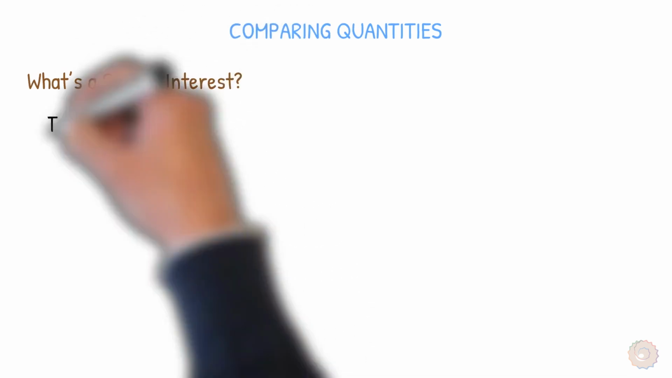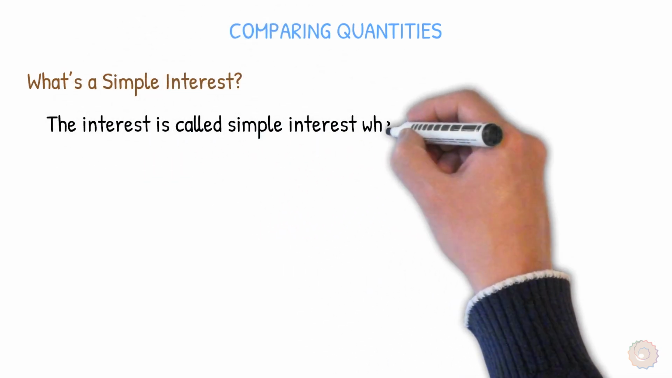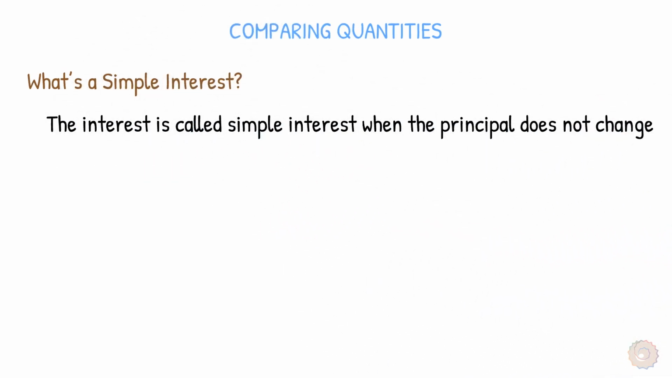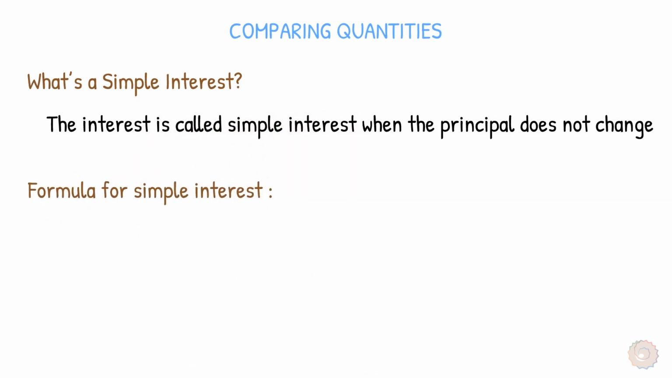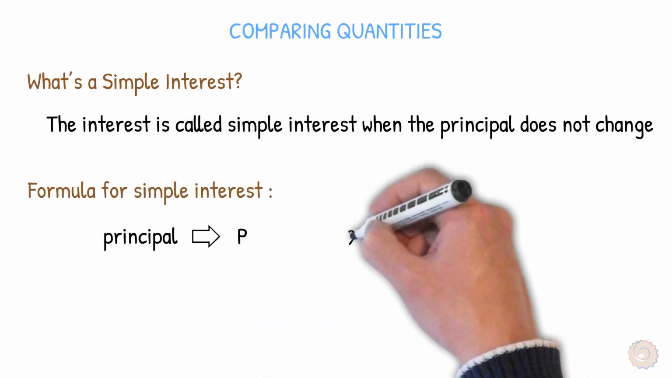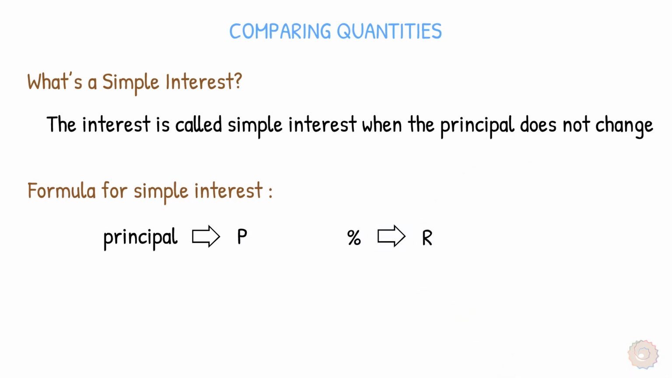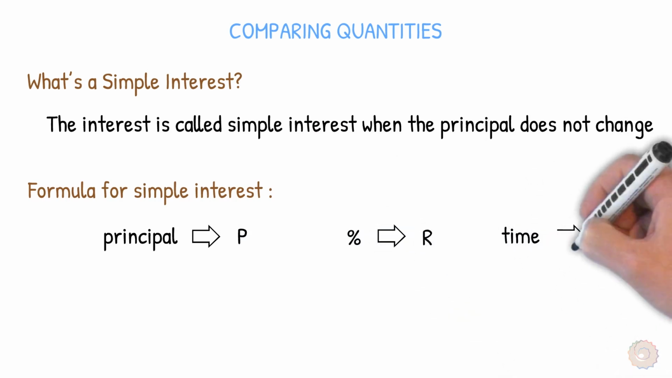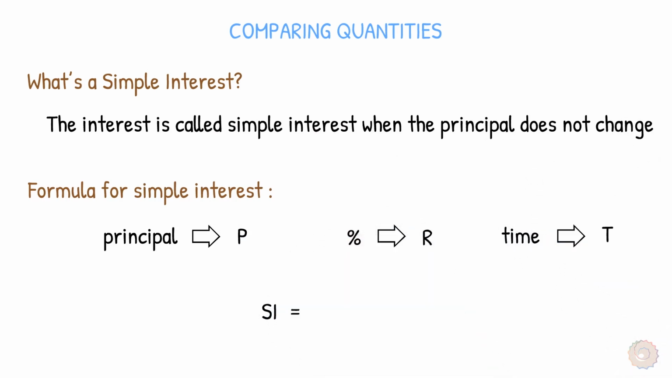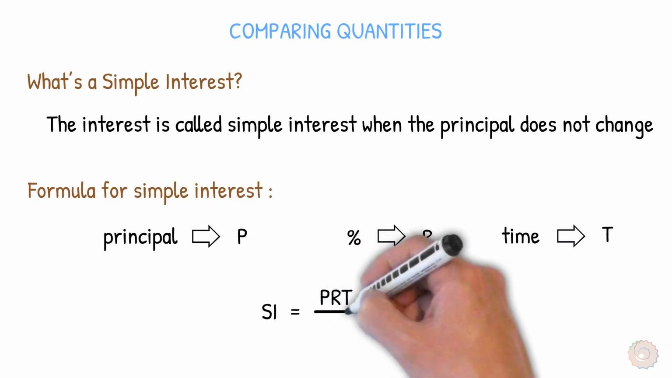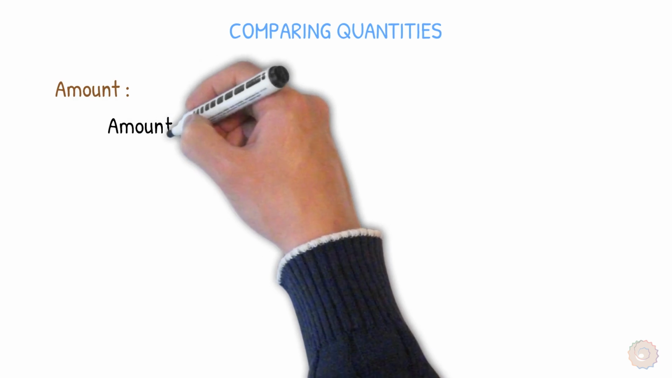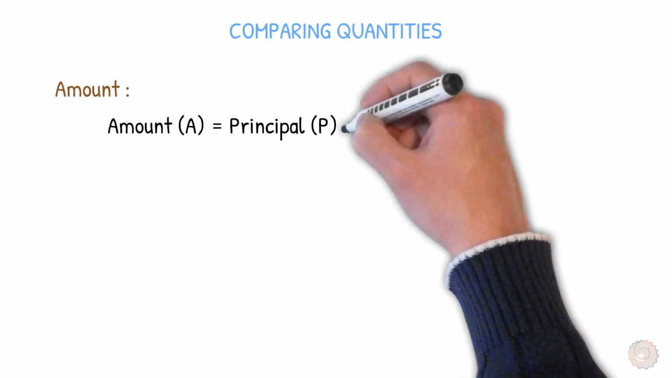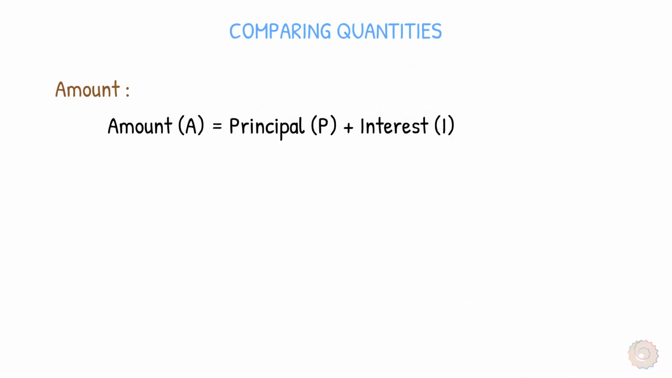What is simple interest? The interest is called simple interest when the principal does not change. Formula for simple interest. Simple interest on a principal of rupees P at R percentage rate of interest per year for T years is given by simple interest SI equals PRT divided by 100. Amount A equals principal P plus interest I.